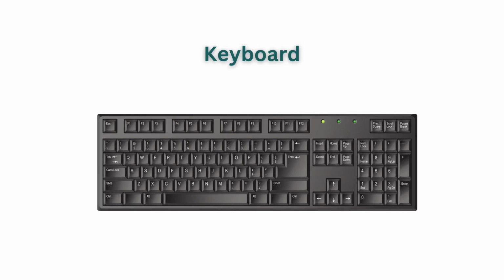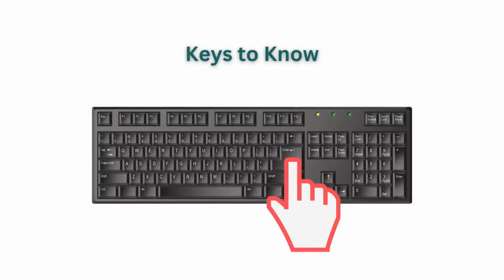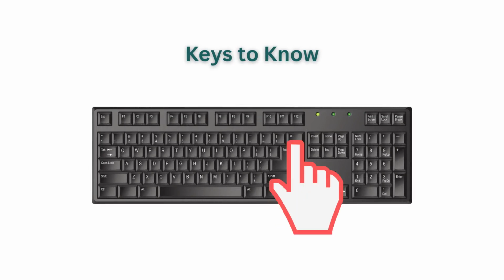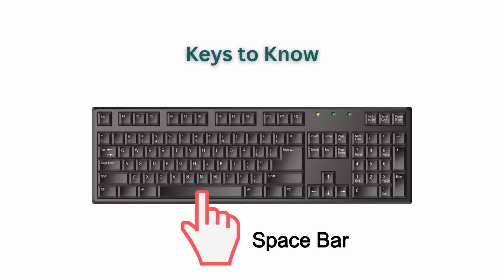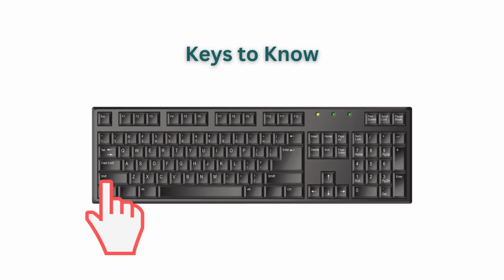Now, let's take a look at the keyboard. It helps you type words, numbers, and commands. Some important keys to know. Enter. This confirms an action or moves to the next line. Backspace. This deletes the character before the cursor. Spacebar. This adds a space between words. Shift. This lets you type capital letters or symbols.